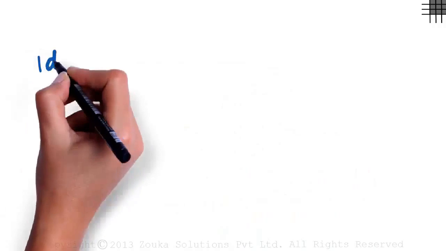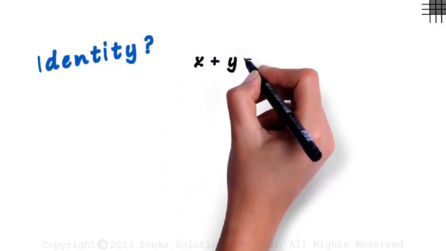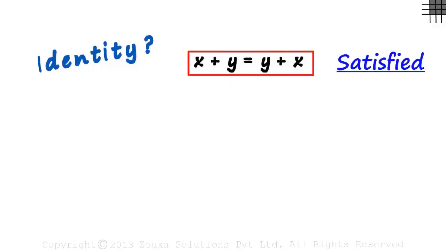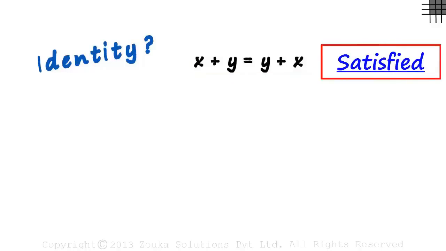Here's a very simple question. What is an identity? Now look at this equation. X plus y is equal to y plus x. No matter what value we take for x and y, this equation will always be satisfied. By satisfied, I mean the left-hand side will always equal the right-hand side.